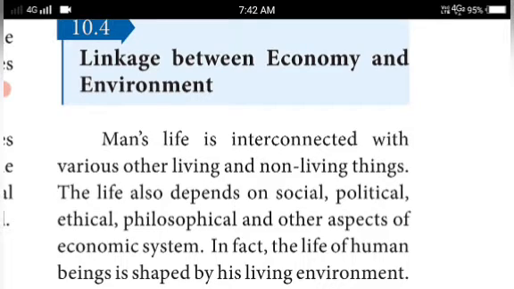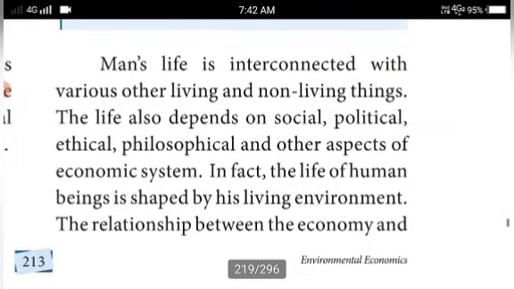Man's life is interconnected with various other living and non-living things. So we are depending upon the living and non-living things. The life also depends on social, political, ethical and philosophical aspects.